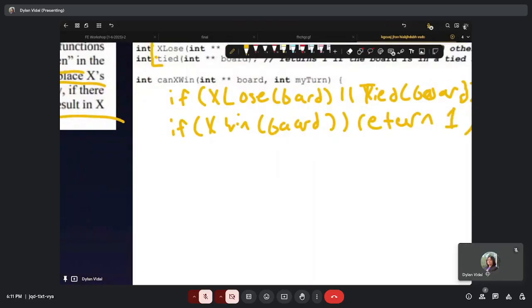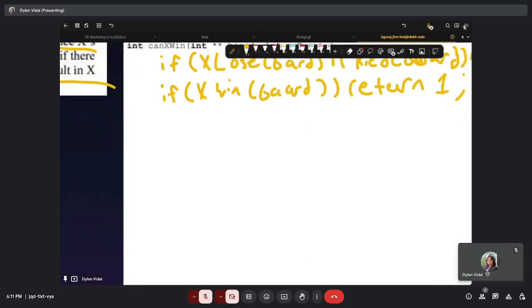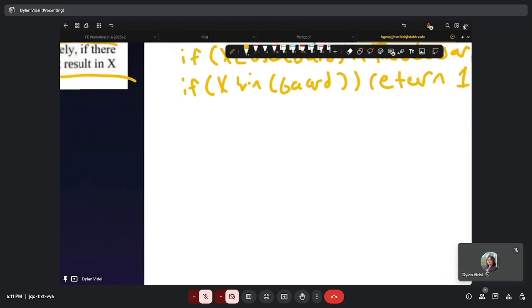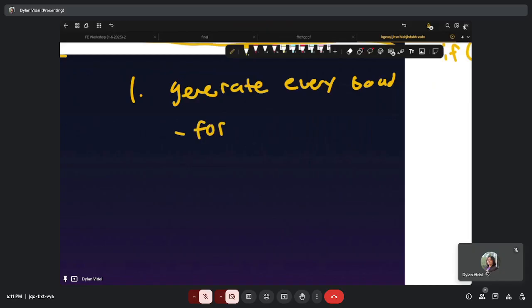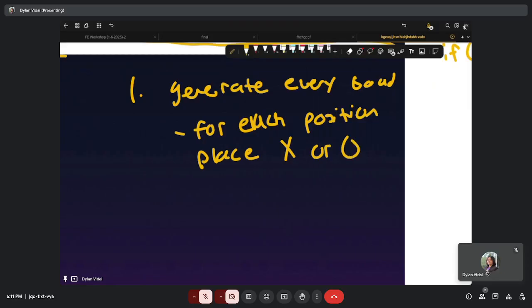So let's just start maybe writing out a permutation, right? Our goal is to generate every board. Now that's a big goal. So how do we break that down? For each position, place X or O, depending on whose turn it is. And then we recurse. That's essentially where it's the whole permutation problem.